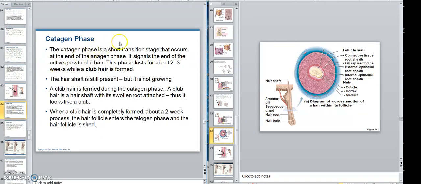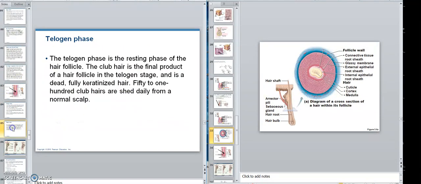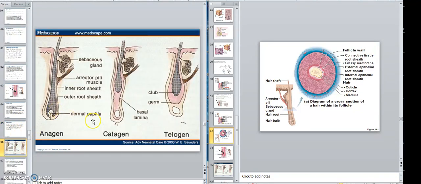The catagen phase is a short transition that occurs at the end of anagen. It signals the end of active growth. The hair just kind of sits there and really has not fallen out, which would be telogen. Again, you can look at that. The telogen phase is the resting phase of the hair. The hair is the final product, and what it's going to do is break off and shed in telogen. All hair is going to do this eventually. So here we are, anagen, catagen, telogen, a little picture there.